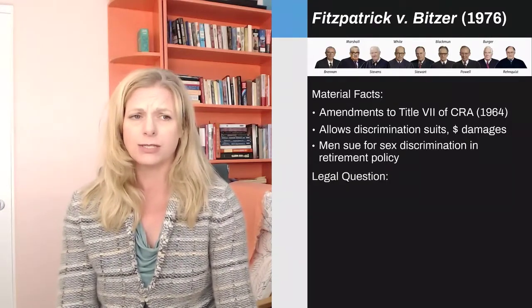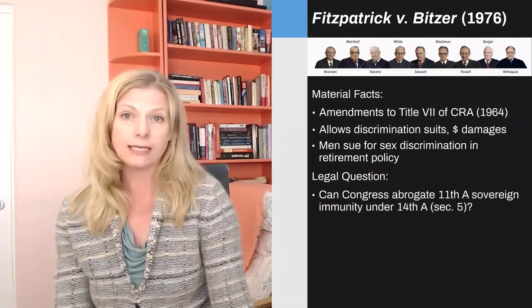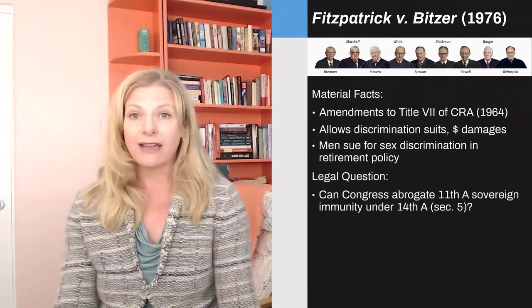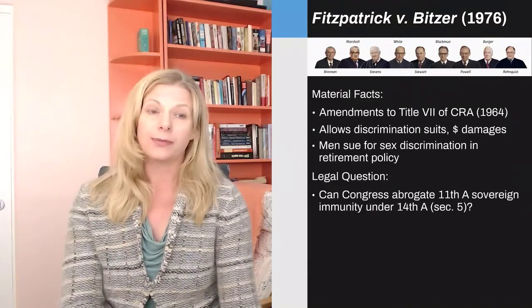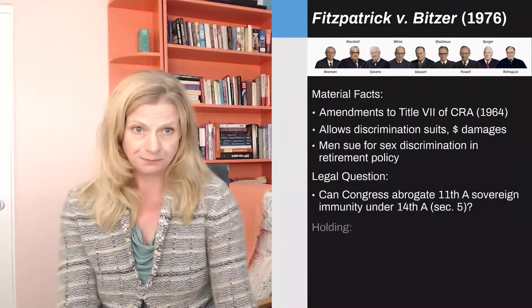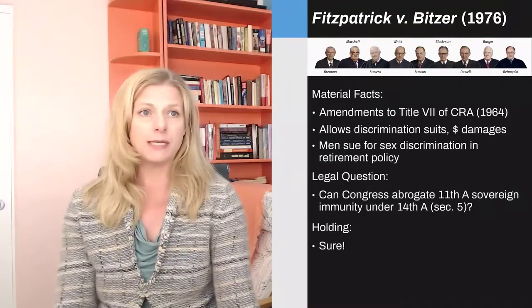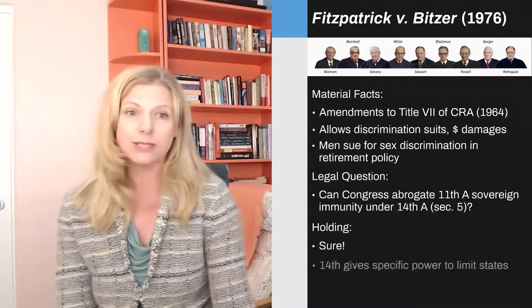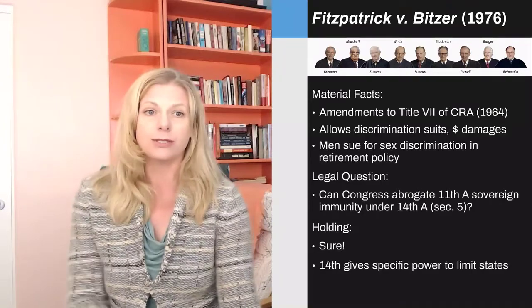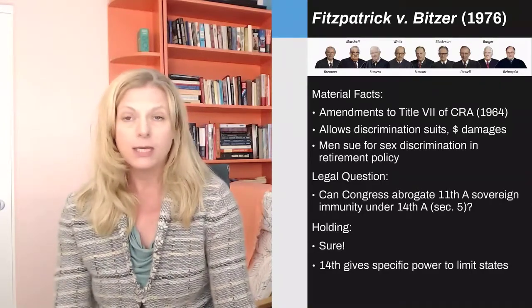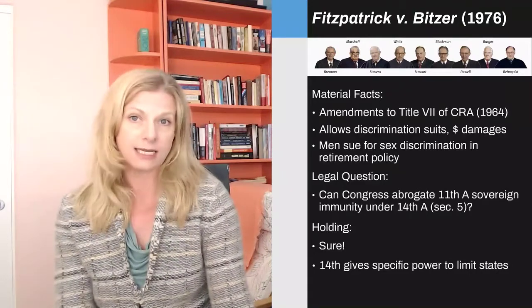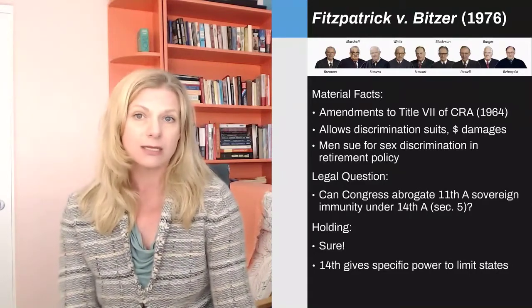So the question to the court is whether Congress can abrogate 11th Amendment sovereign immunity under their power in the 14th Amendment. And the holding here is unanimous. And they say, of course, yes, absolutely, the Congress can do that because the 14th Amendment gives this very specific power to Congress over the states to limit them, particularly when it comes to things like discrimination.